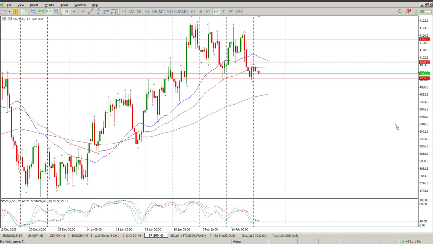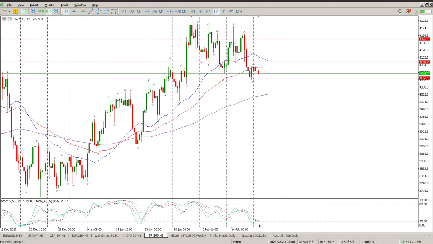So the levels I gave you yesterday are still very much in play, and that is to the upside 4149.1 and to the downside 4045.2. So 4100 and 4050 are the two levels we need to be paying attention to.